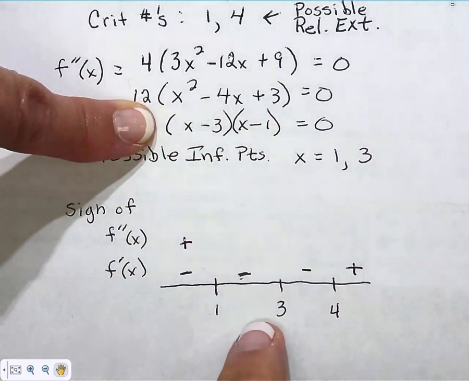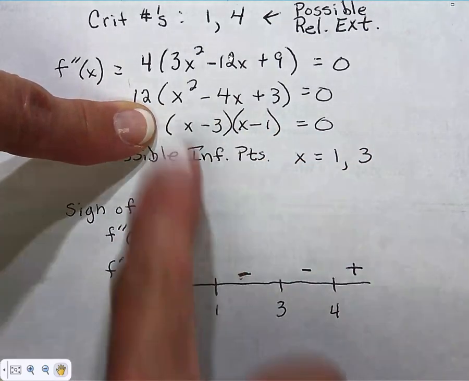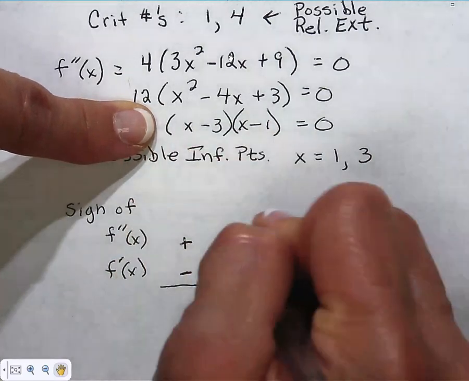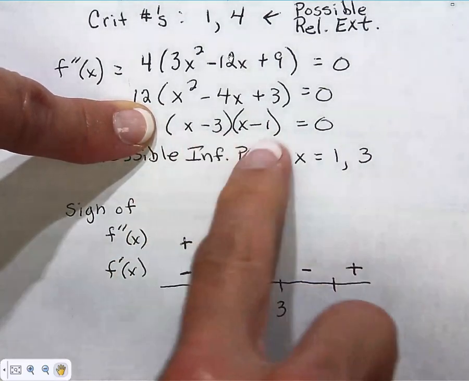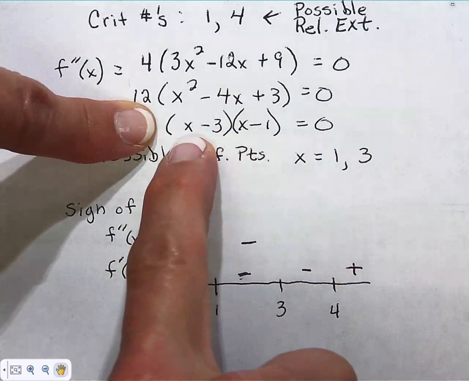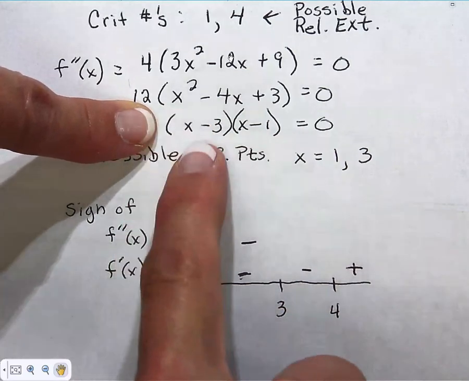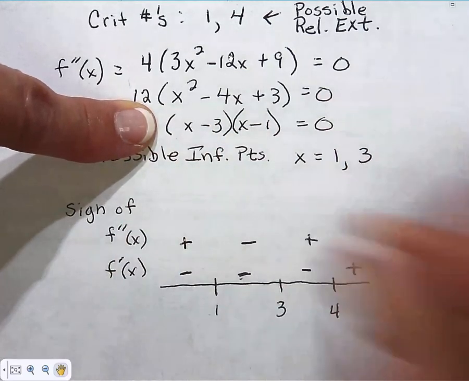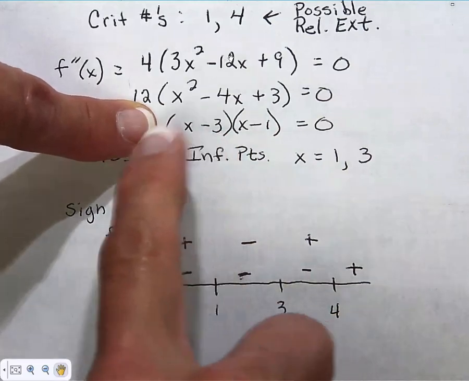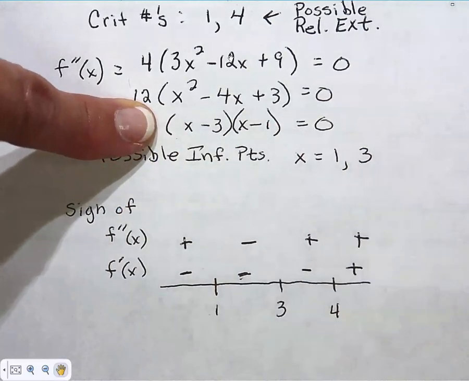What if I put in a 2? Negative times a positive is a negative. What if I put in a 3.5? Positive times positive is a positive. And what if I put in a 5? Positive times positive is positive.